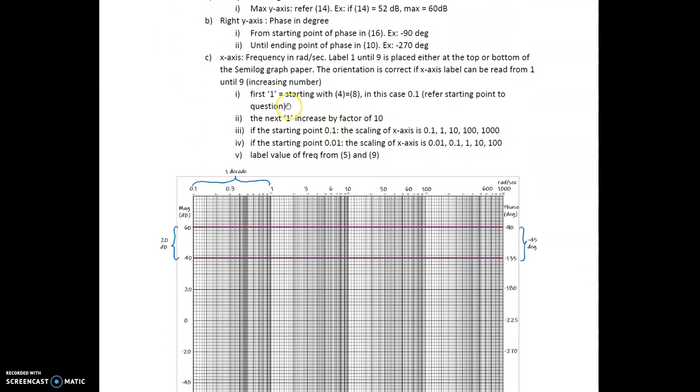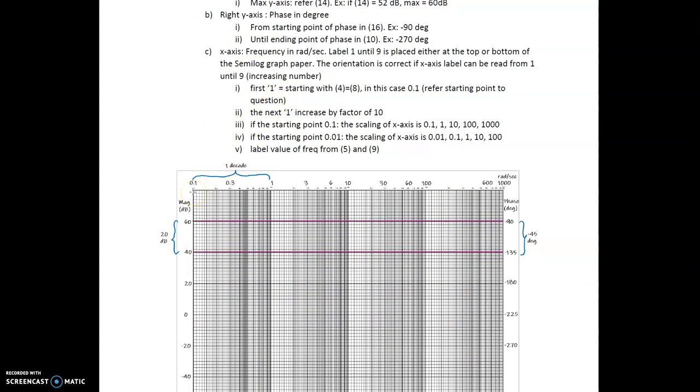So the first one on the x-axis is your starting point based on item 4 and 8 in the table, in this case 0.1. So this one you label as 0.1. The next one increases by a factor of 10. So if you have 0.1, the next one is 1, the next one is 10, the next one is 100, and the next one is 1000. If you start with 0.01, the first one is 0.01, this is 0.1, this is 1, this is 10, this is 100, and so on.